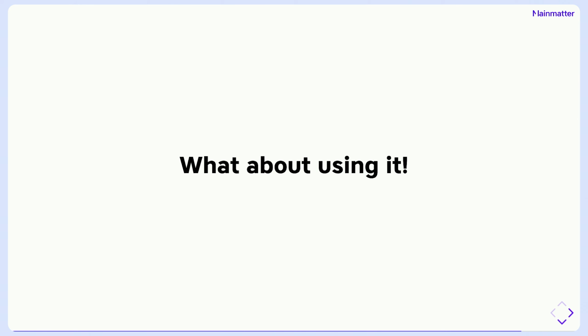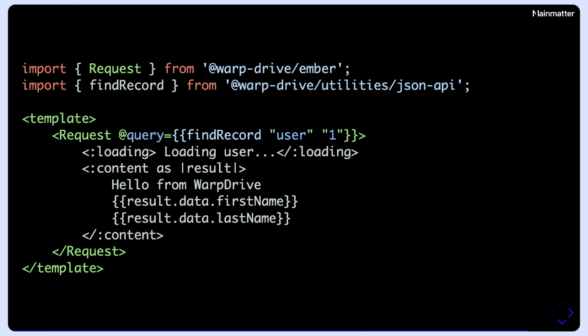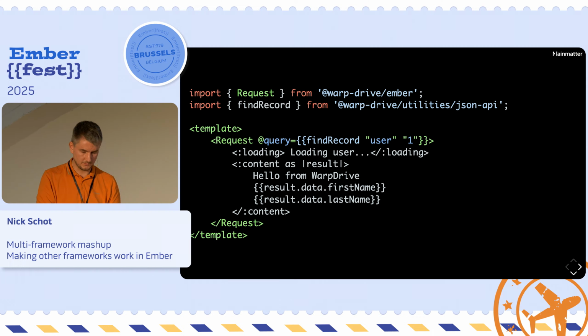So what about using it? Let's add a simple example to our Ember component. We'll use the request component and use the find record utility to generate the query to get our user from Ember Mirage. We can add a quick loading state, and once loading is done, the content block will be rendered with our hello from WarpDrive first name, last name.